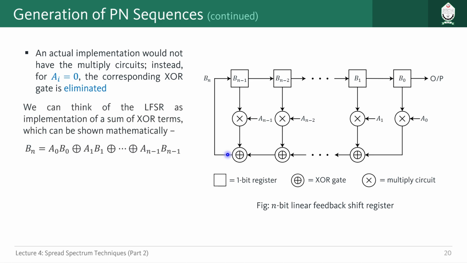Now actually we can think of our LFSR as the implementation of a sum of XOR terms. Because you see these two are getting summed up in this XOR, and finally like this all of them are getting feedback to Bn. So Bn is equal to A0 B0, XORed with A1 B1, XORed with like this. So this formula is actually being represented by our circuit, right? So this is our n-bit linear feedback shift register.